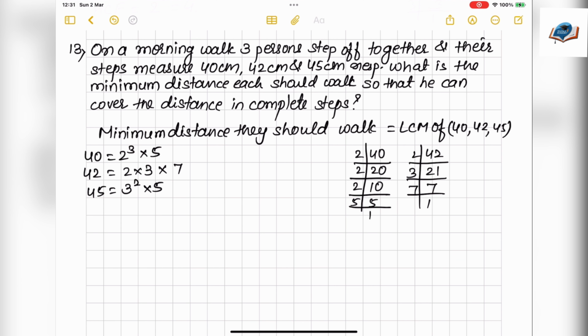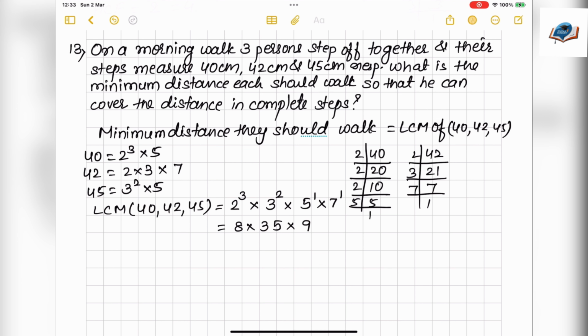So now LCM of 40, 42 and 45 will be, I will write 2 into 3 into 5 into 7. 7 is 1, so I will write 1 time only. 5 is also 1. 2 is maximum 3 times and 3 is 2 times. So 8 into 35 into 9. So this will come as 2520. So everybody has to move 2520 steps minimum.